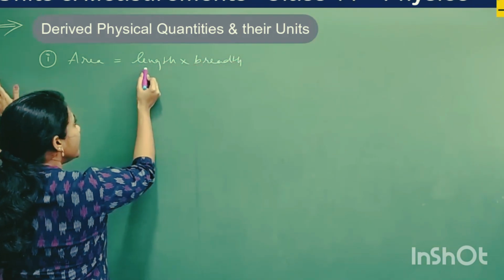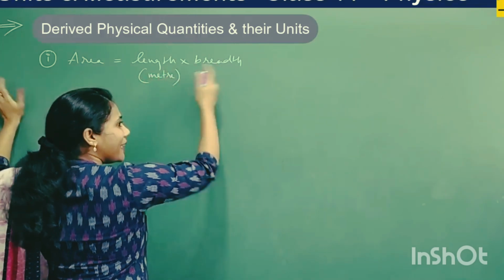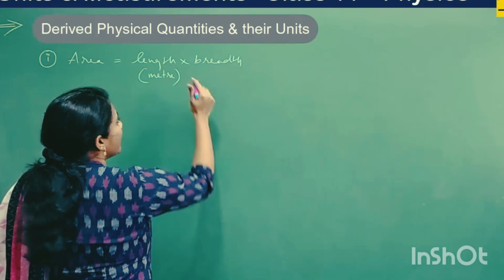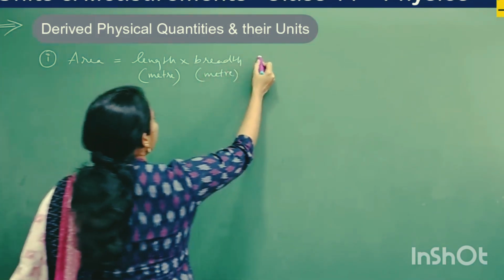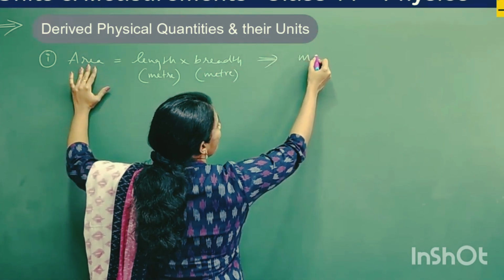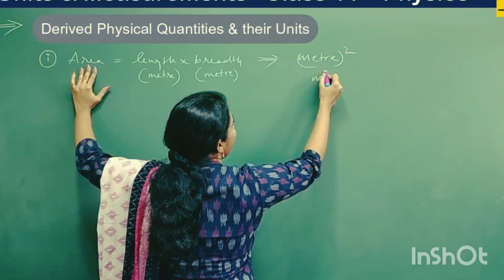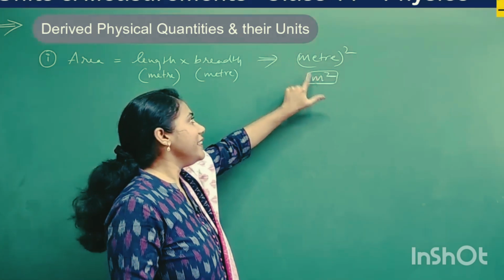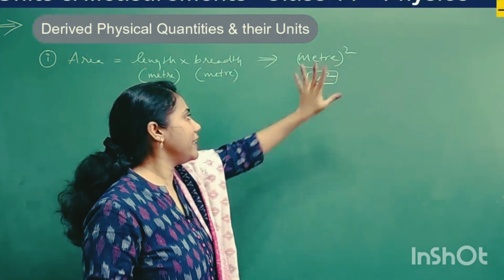So what is the unit for length? It is meter, right? And what is the unit for breadth? Breadth is also talking about some length, some distance only. So here also the unit is meter. So what is the unit for area? It is meter square, or just I can say m square. Here m is a letter that indicates meter, right? So the unit of area is meter square.